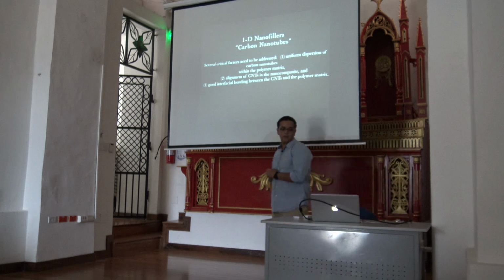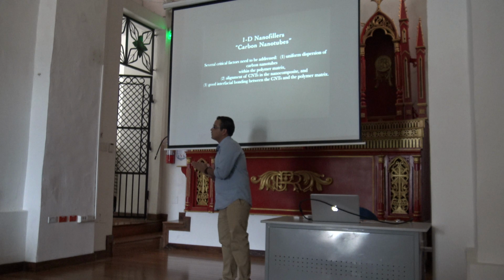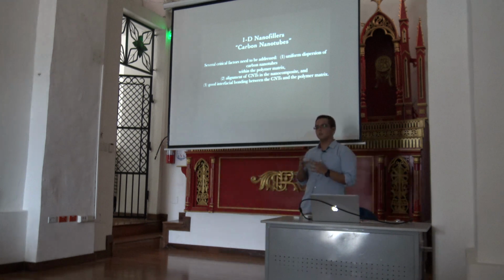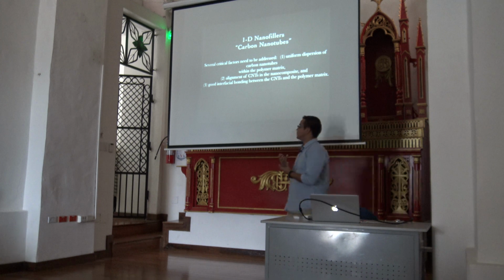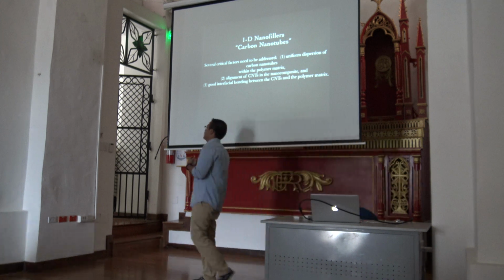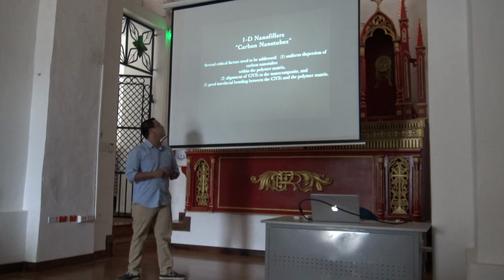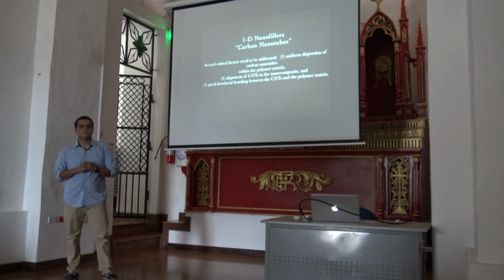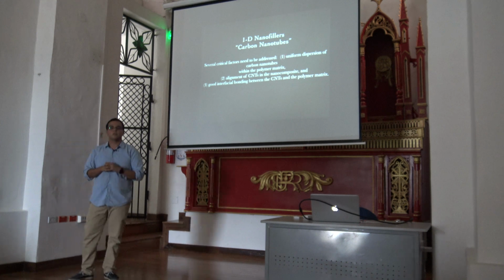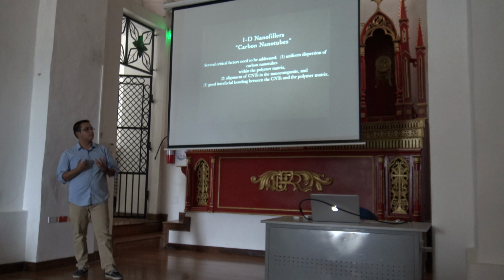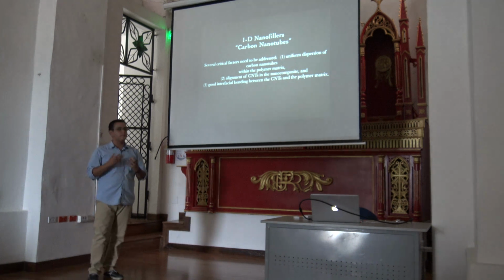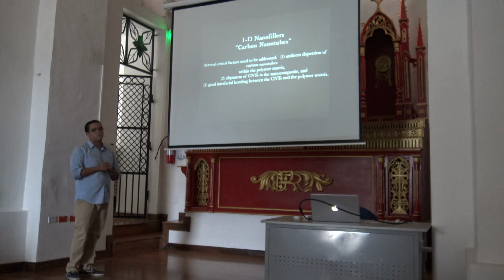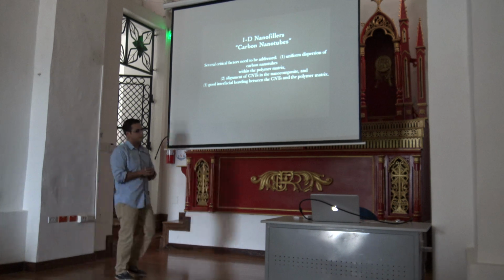The other ones are the 1D nanofillers, carbon nanotubes. They are really unique because they have really big problems when they are in contact with the polymeric matrix because of their high surface area and aspect ratio, and several critical factors need to be addressed with these kinds of nanofillers: uniform dispersion of the carbon nanotubes within the polymeric matrix, the alignment of the carbon nanotubes in the nanocomposites, and good interfacial bonding between the carbon nanotubes and the polymer matrix.